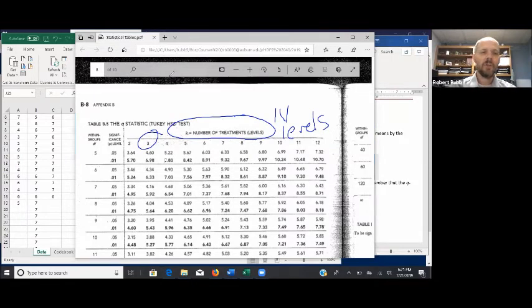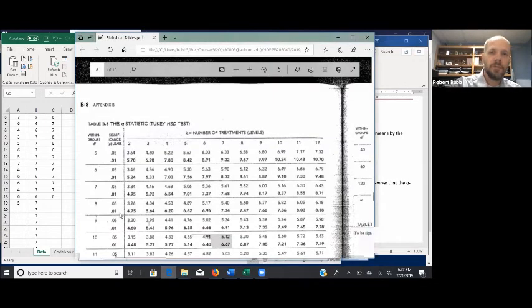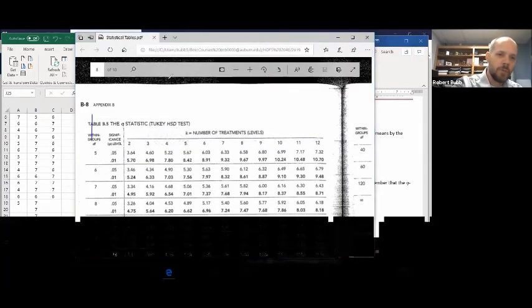The next thing we need to know is our within groups degrees of freedom. Now we have that. That is in our source table output. So if we go back to our spreadsheet, you're going to find our degrees of freedom within right here. It's going to be 60. So we'll go back to our table here. We're going to look in our within groups degrees of freedom column, and we're going to look for 60.